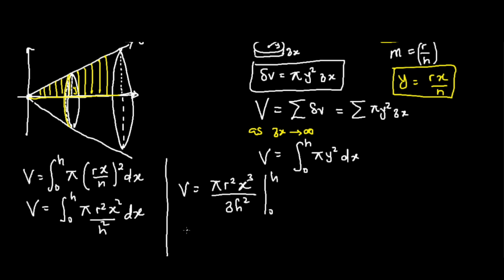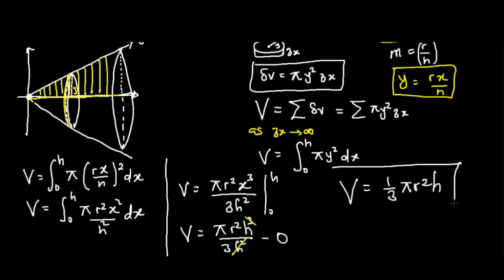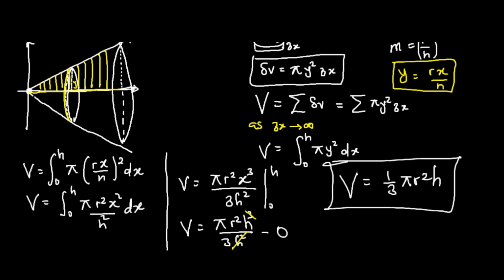So let's plug in our values. I'll put the upper bound, which is pi r squared h cubed over 3h squared, minus, if I plug in 0, that's still going to be 0. Cancel out, and we are left with just one h. You see that we've gotten the answer. V will be equal to 1 over 3 pi r squared h. And that's it. Very, very easy and simple.